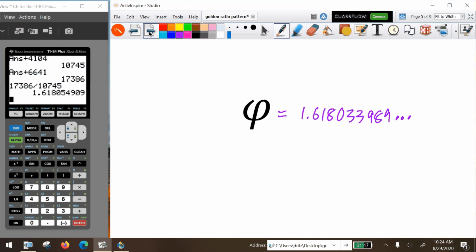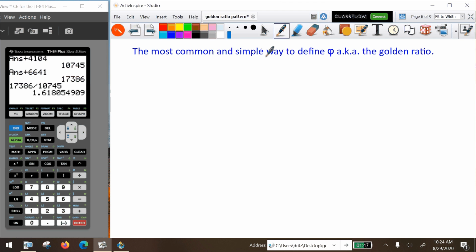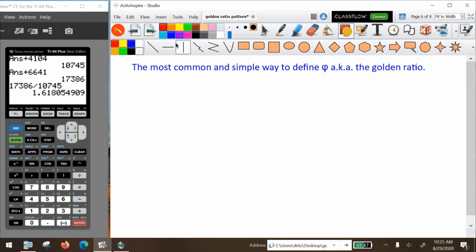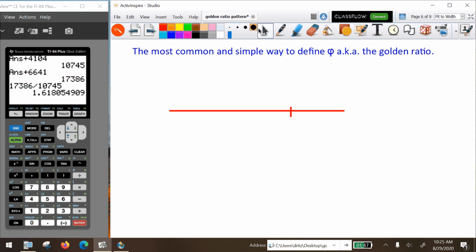We will learn more about this as the year goes on, but this isn't really quite algebra, although I will use algebra right now to derive it. The most simple way that this is usually defined, and I think the earliest way it was defined, is you take a line segment and you divide it into two pieces, a big piece and a small piece. And you divide it in such a way that the ratio of the big piece to the small piece is the same as the ratio of the entire length of the whole line segment divided by the big piece. And we usually call the big piece A and the small piece B.